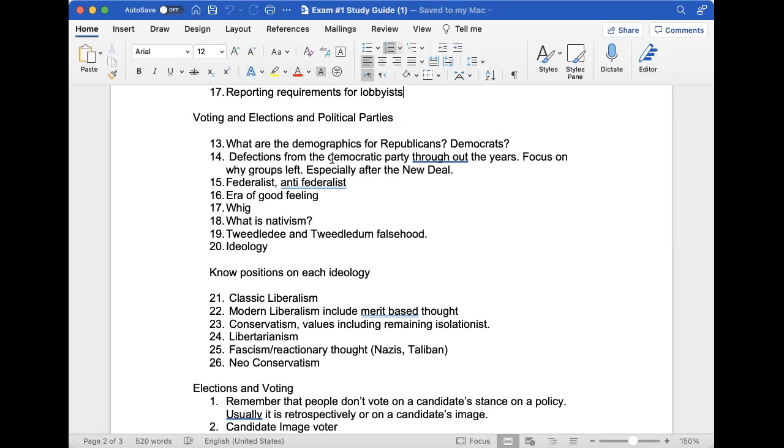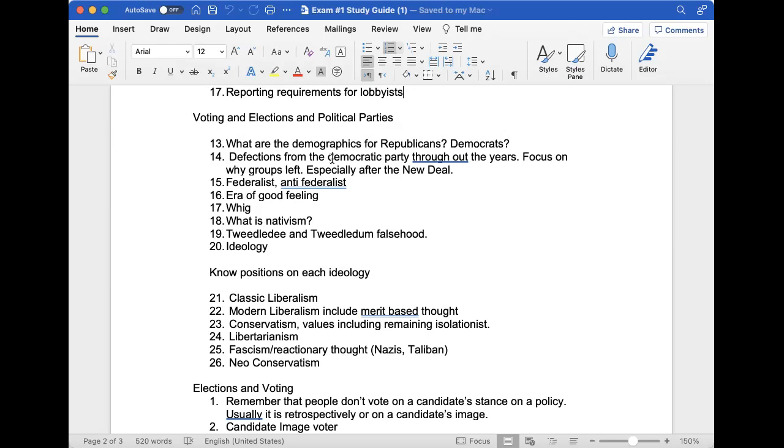Know what classic liberalism is. Classic liberalism is a very small government focusing on life, liberty, and property, and a free market capitalist system, like I said, with little government intervention.